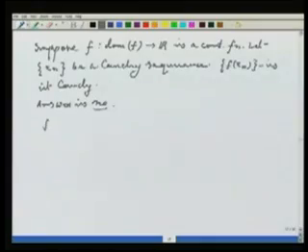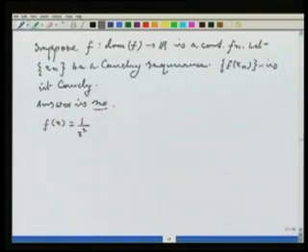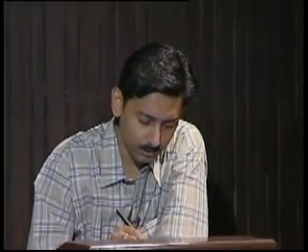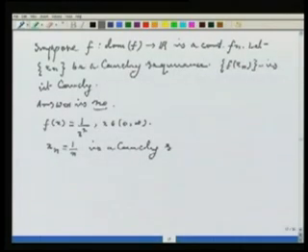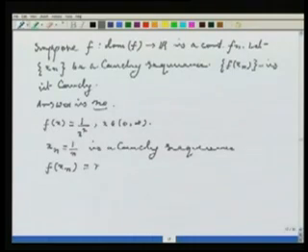Well, I look at this function f(x) equals 1 by x square, where x belongs to (0, infinity). I look at this sequence xn equals 1 by n. Then this sequence is contained in the domain of f certainly, and also is a Cauchy sequence. But then what is f of xn? F of xn turns out to be n square, which is an unbounded sequence.